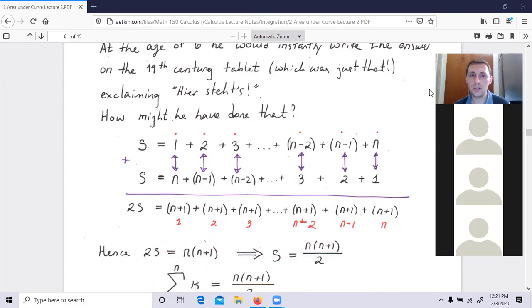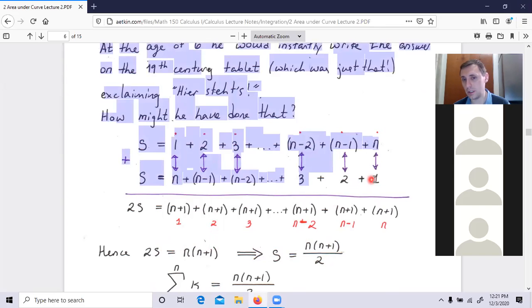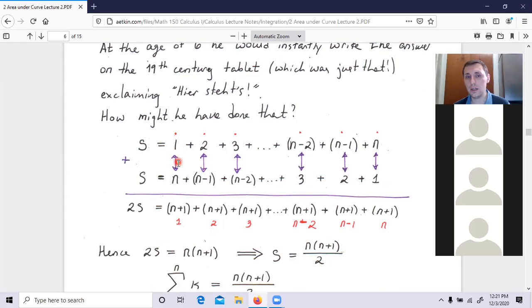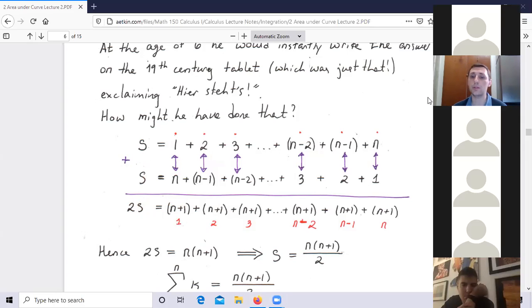Understood? Look at it. This is the summation written in increasing order, the summation written in decreasing order. You add column wise, and the columns always equal. Look at it. 1 plus n is n plus 1. 2 plus n minus 1 is n plus 1. And when I do the addition this way, I just see by symmetry that s plus s is 2s.